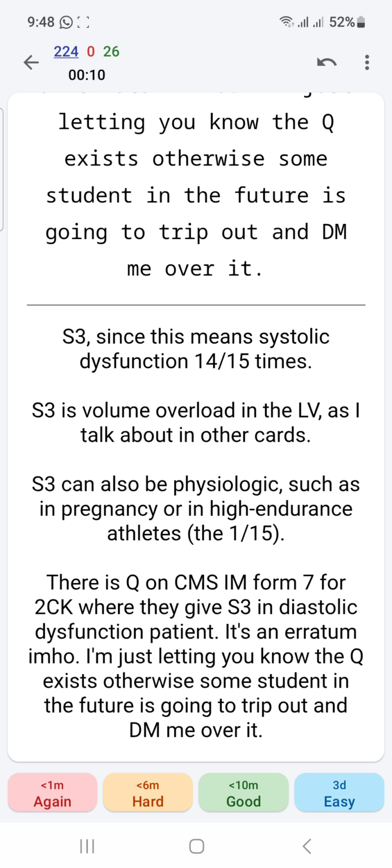There is a question in the CMS IM form 7 where they give an S3 in a diastolic dysfunction patient; it's an erratum. I'm just letting you know the question exists. Otherwise, some student in the future is going to trip out and DM me over it.